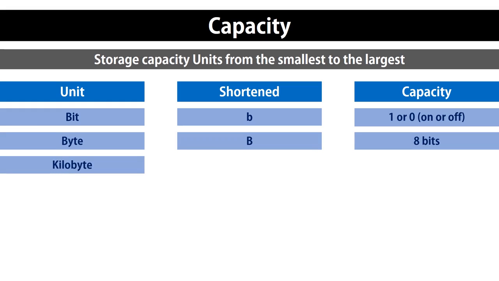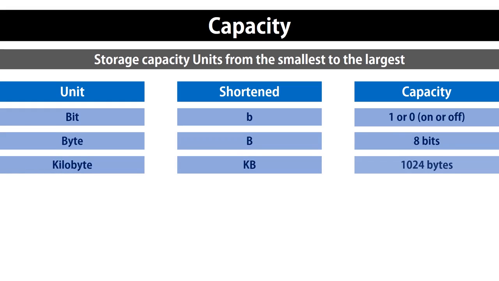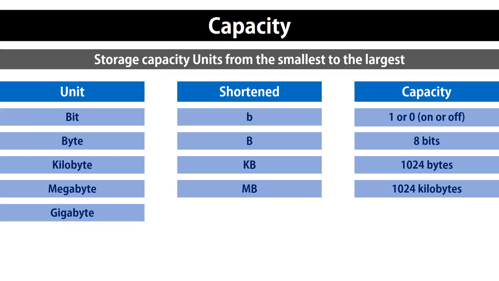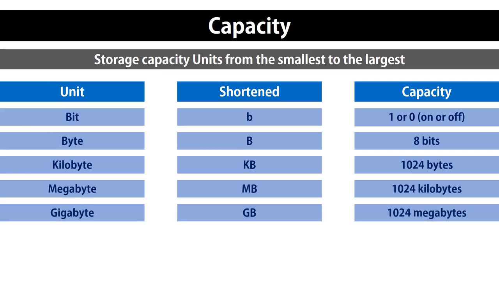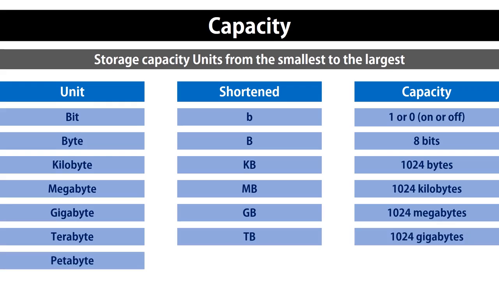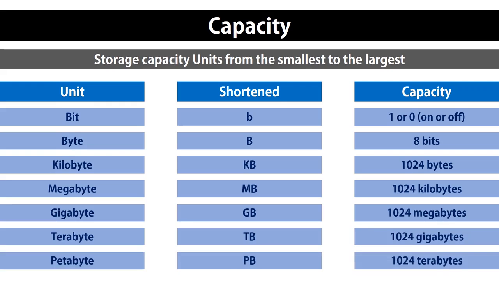Then the kilobyte, which is KB, and it is 1024 bytes. After that comes the megabyte, which is MB, and it is 1024 kilobytes. And then the gigabyte, which is GB, and it is 1024 megabytes. Then comes the terabyte, which is TB, and it is 1024 gigabytes. And then comes the petabyte, which is PB, and it is 1024 terabytes.